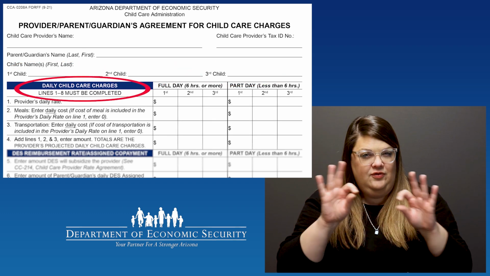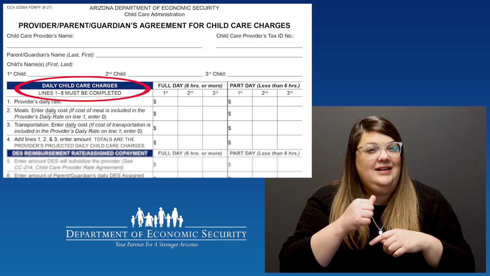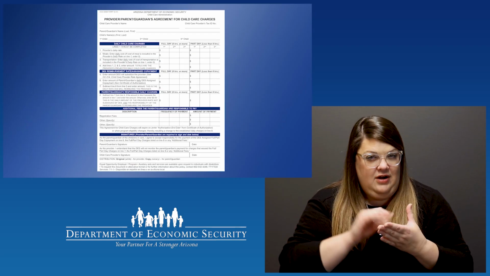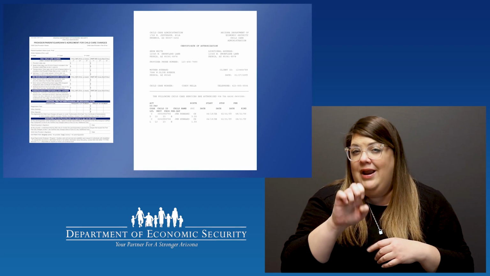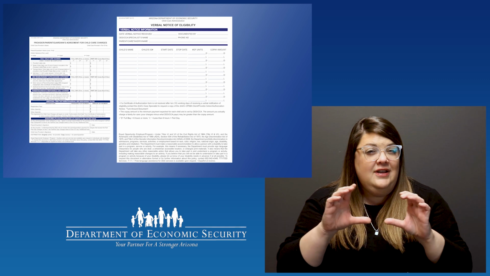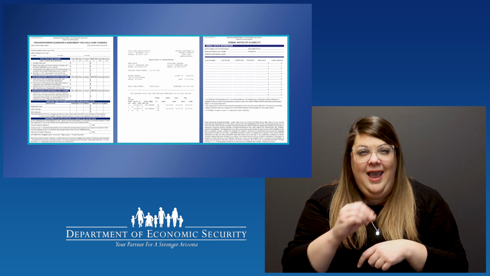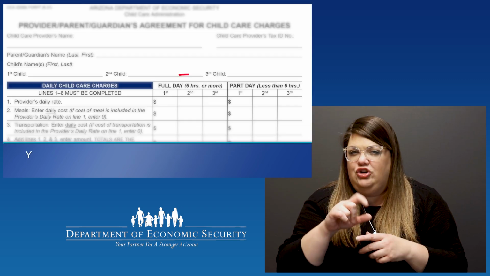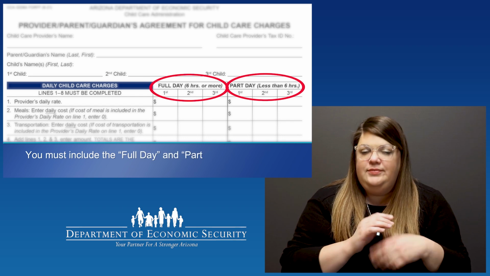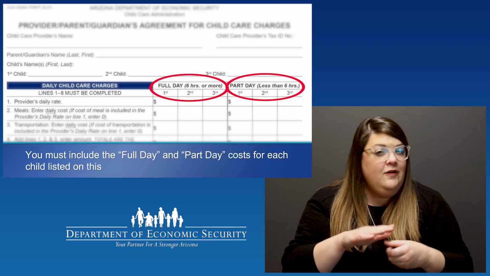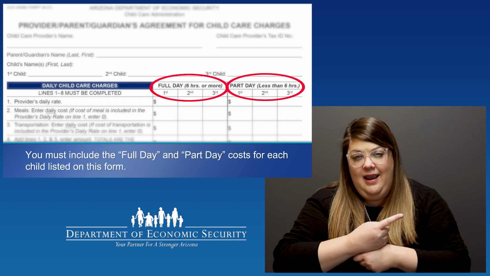Add the daily child care charges in the second portion of this document. The provider rate agreement, along with the Certificate of Authorization and Verbal Notice of Eligibility documents, should be referenced when completing this section. You must include the full day and part day costs for each child listed on this form.